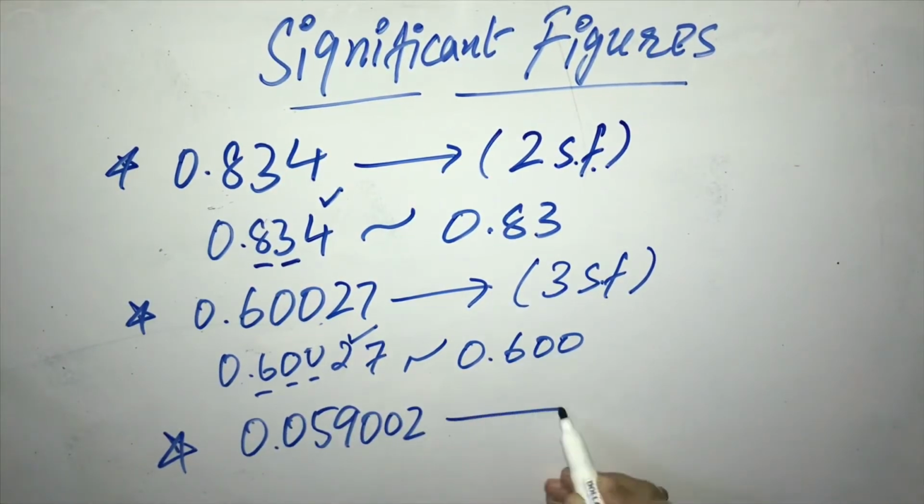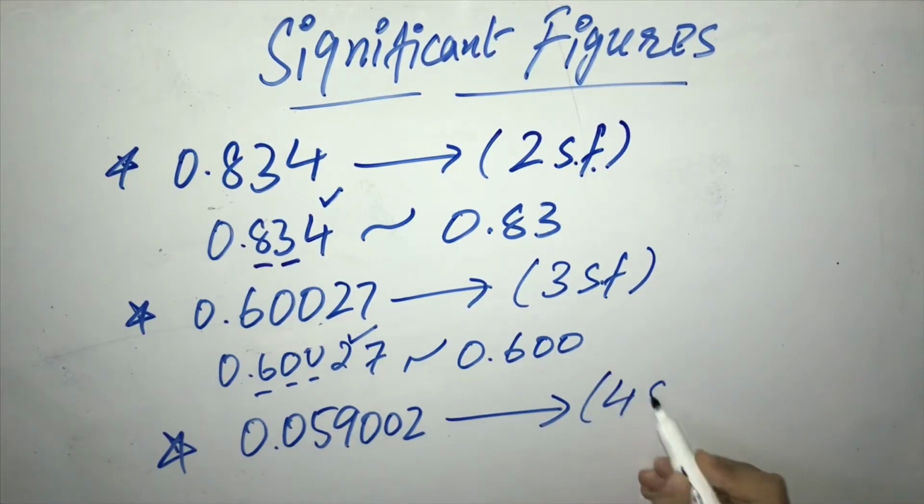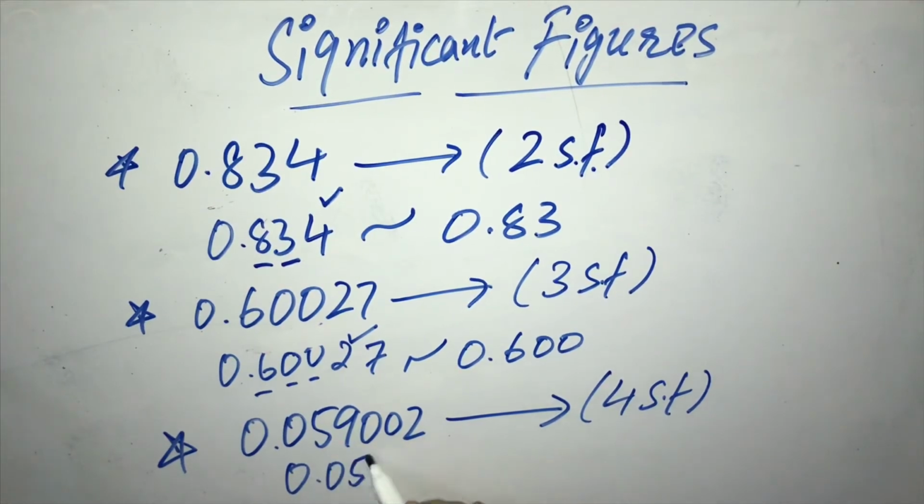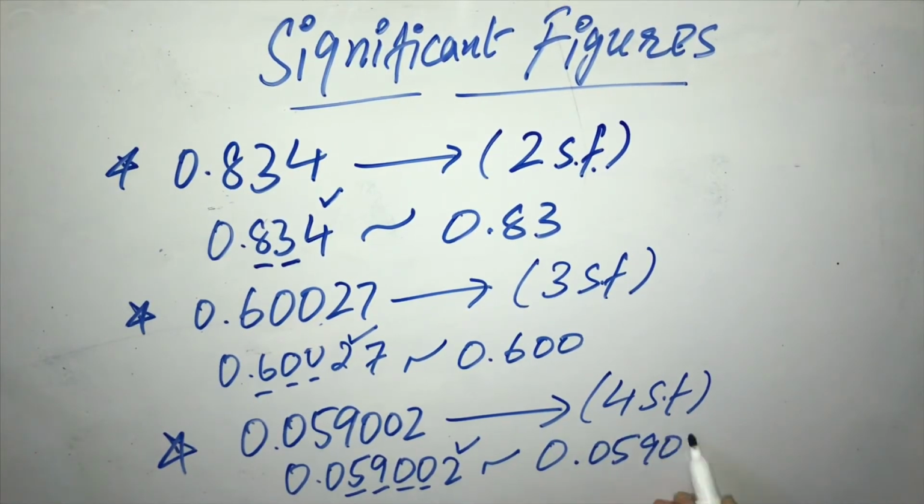The last example, 0.059002. I have to give the answer correct to 4 significant figures. I shall take the first non-zero number as the first significant figure, then second, third and fourth. I shall check this 2 and my answer will be 0.05900, as this 2 is less than 5 and it will give nothing to this 0 and we shall drop it, but my answer will have 5, 9 and these 2 zeros, all 4 are significant in this answer.